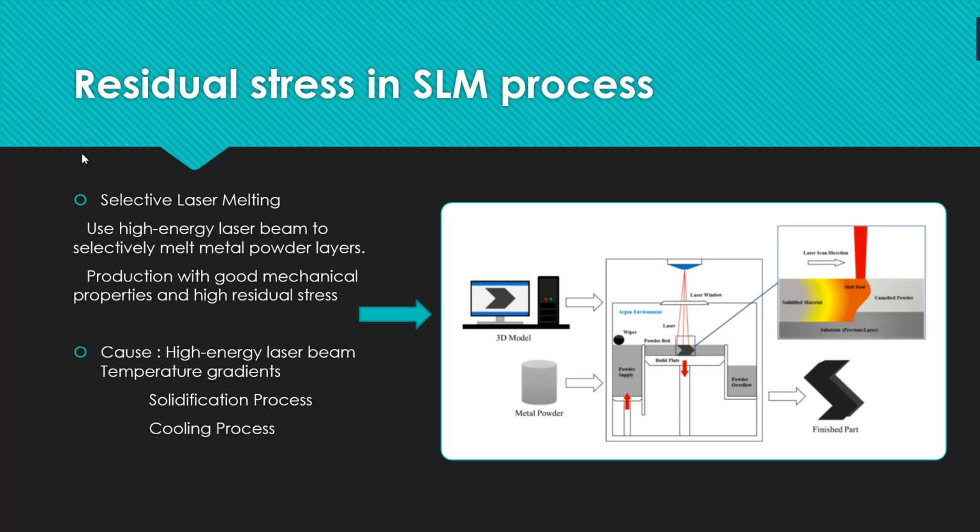Today's topic mainly focuses on the residual stress in the selective laser melting process. Selective laser melting technology is a typical additive manufacturing technique which uses a high-energy laser beam to selectively melt metal powder layers to produce high-density components. The products of this process are expected to have lower porosity and better mechanical properties. However, as the SLM process uses a high-energy laser beam as the heat source to scan the powder layer, such local heat input causes an uneven temperature field and local heat effect, which makes the molten pool prone to generate residual stress during the solidification and cooling process.